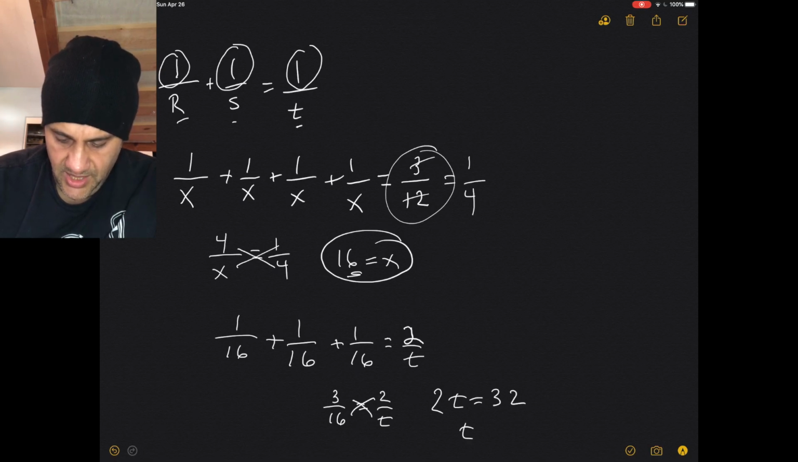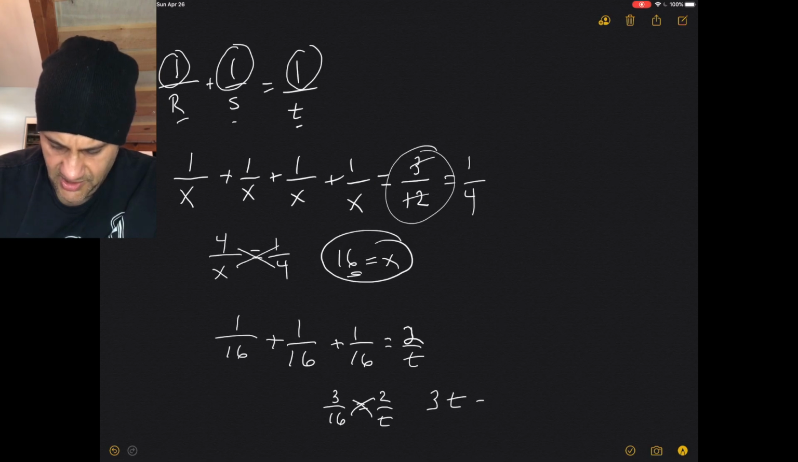We cross multiply. 3 times t is 3t. 2 times 16 is 32. We get 3t = 32. We divide each side by 3. So then t = 32/3. So that's the answer.